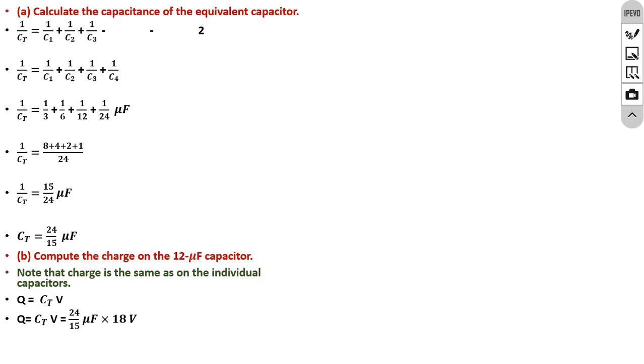So when you do that, you get this. I substitute the value of CT and then the value of V, and I was able to obtain Q equals 28.8 microcoulomb as the charge.